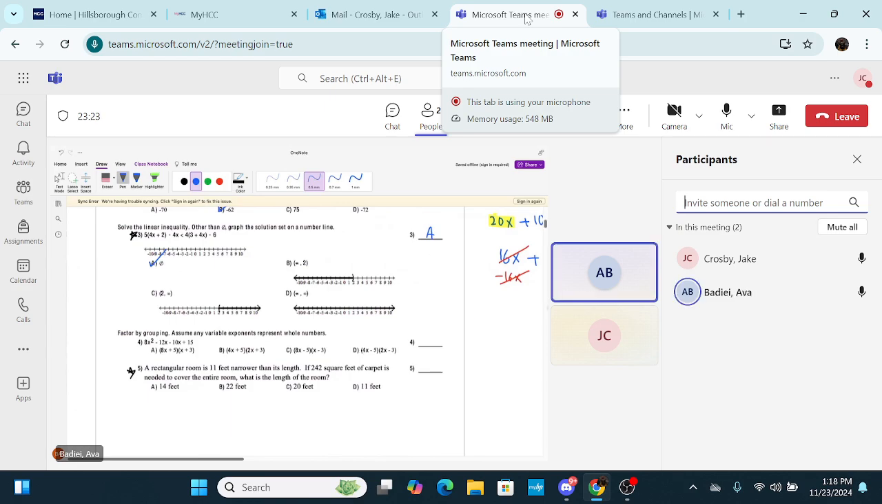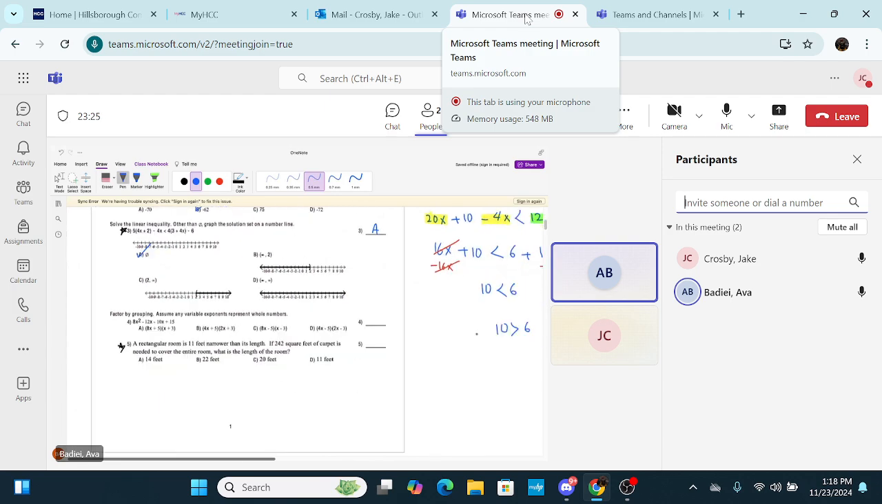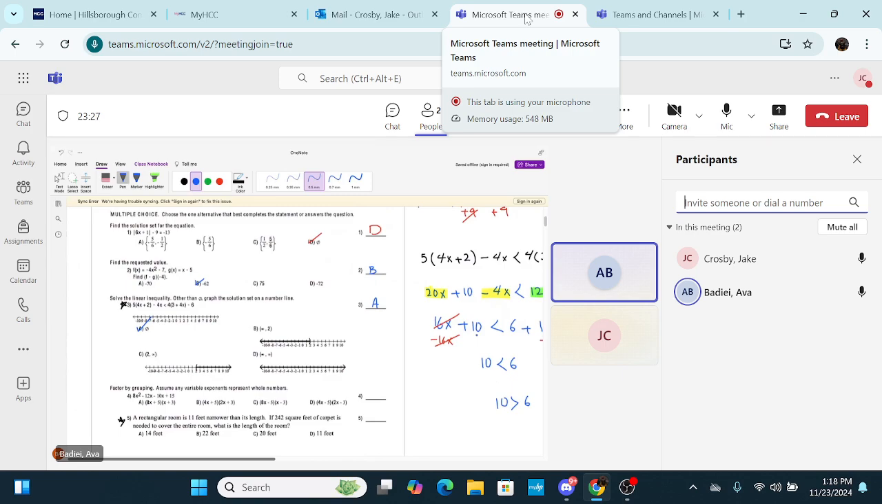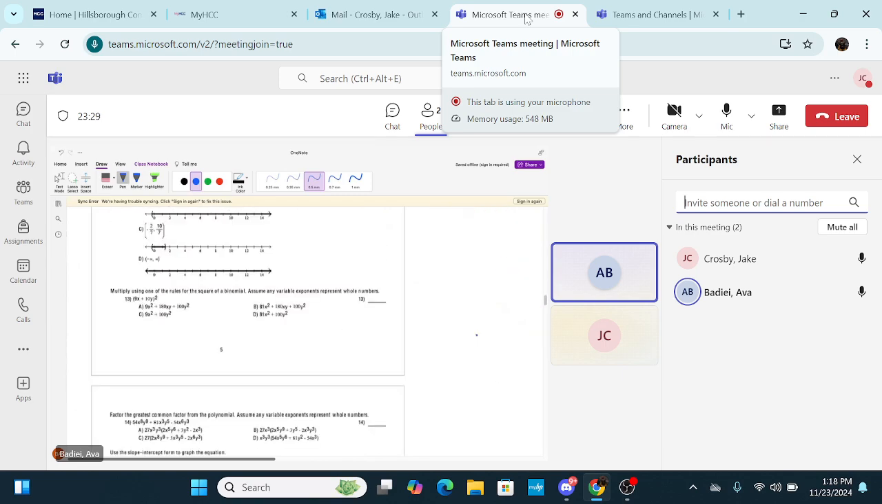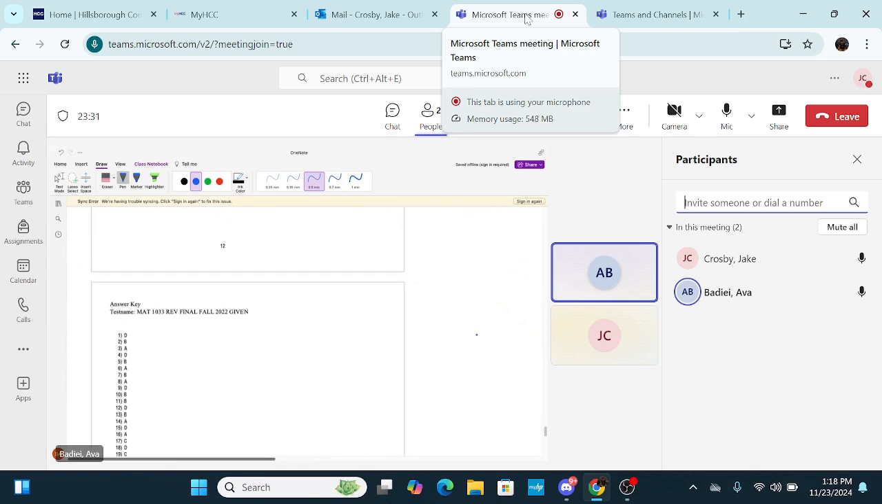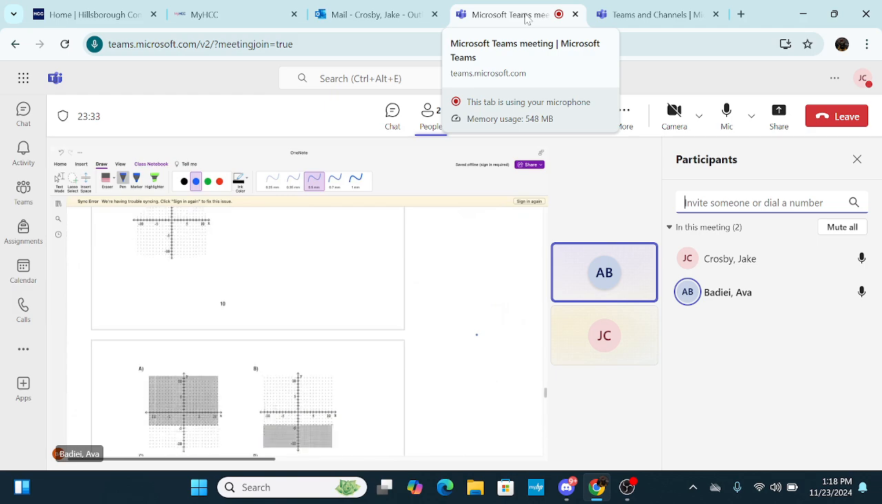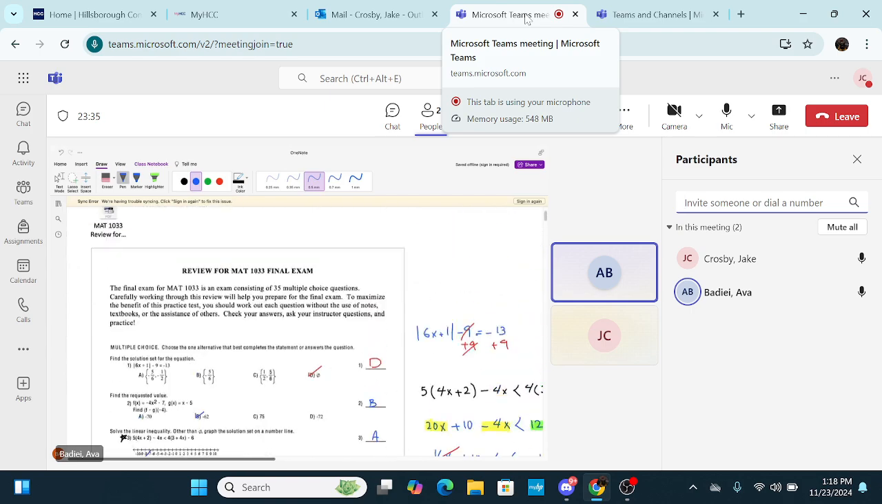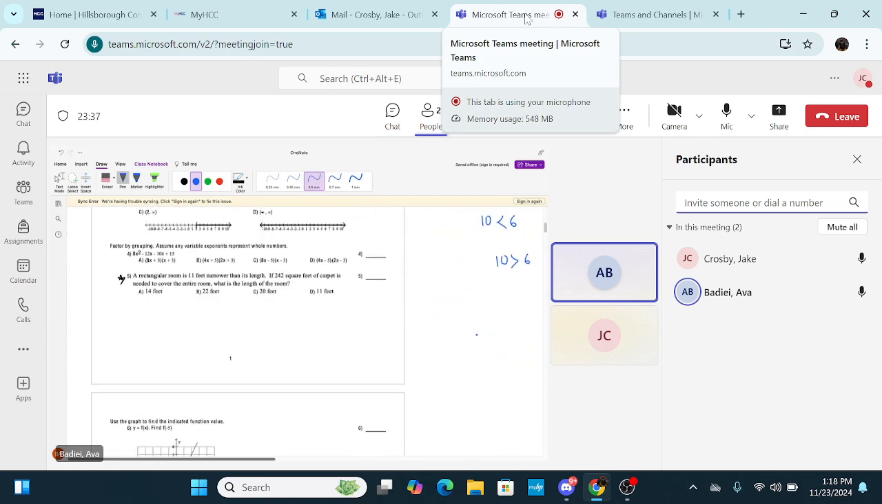All right. And let me also check these real quick to make sure we are doing it right. So D, B, A at the end. Yep, D, B, A. All right, let's go back to 5.